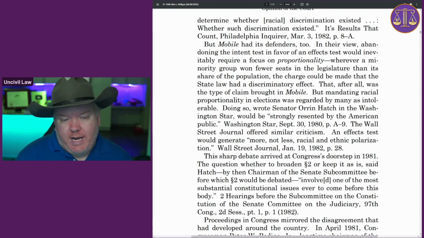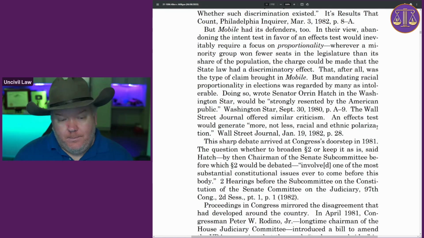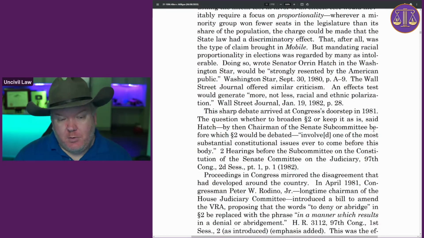Doing so, wrote Orrin Hatch in the Washington Star, would be strongly resented by the American public. The Wall Street Journal offered a similar criticism. An effects test would generate more, not less, racial and ethnic polarization. That debate arrived at Congress's doorstep in 1981. The question of whether to keep Section 2 as is or not involved one of the most substantial constitutional efforts to come before the court.